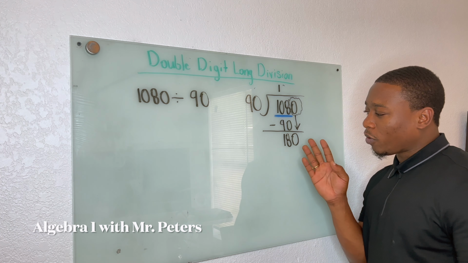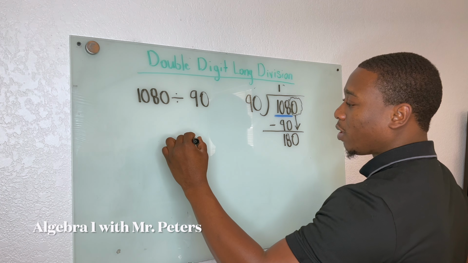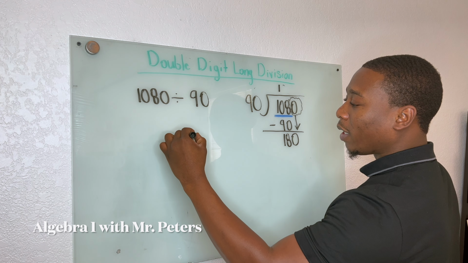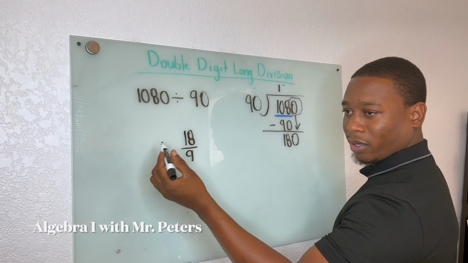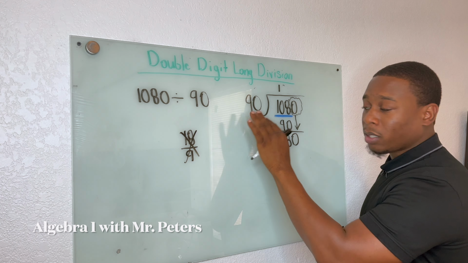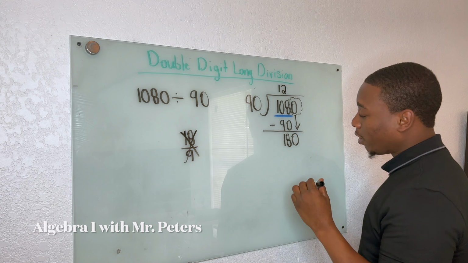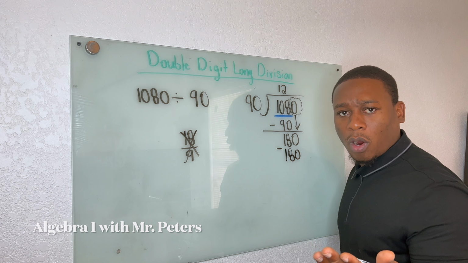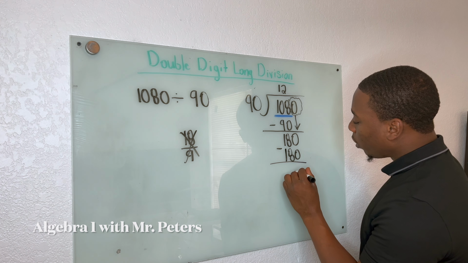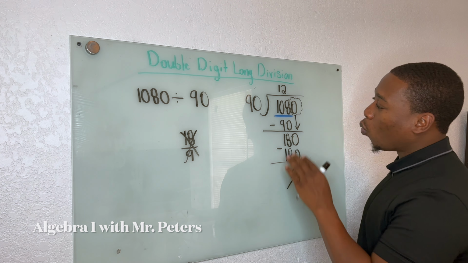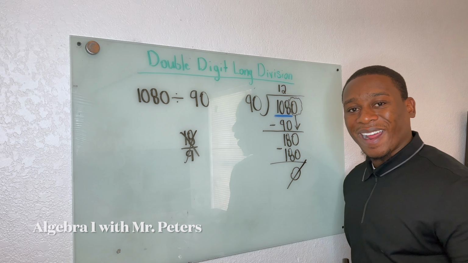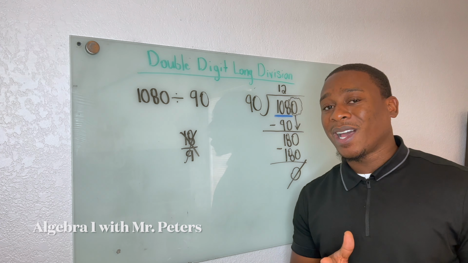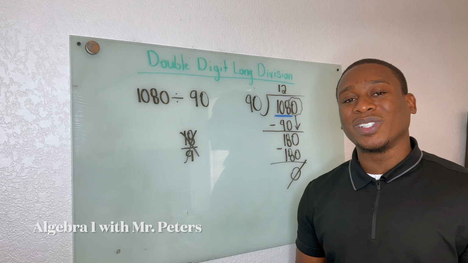But here's a quick trick. If you didn't recognize this, understand that if we divided by 10 and got rid of our zeros, we're basically dividing 18 by 9. So what we're saying is 90 times 2 is going to give me 180. Just add the zero on at the end. So when we figure it out, we know that 1080 divided by 90 is going to give us a final answer of 12. I hope you guys found this quick review helpful on long division with two digits.